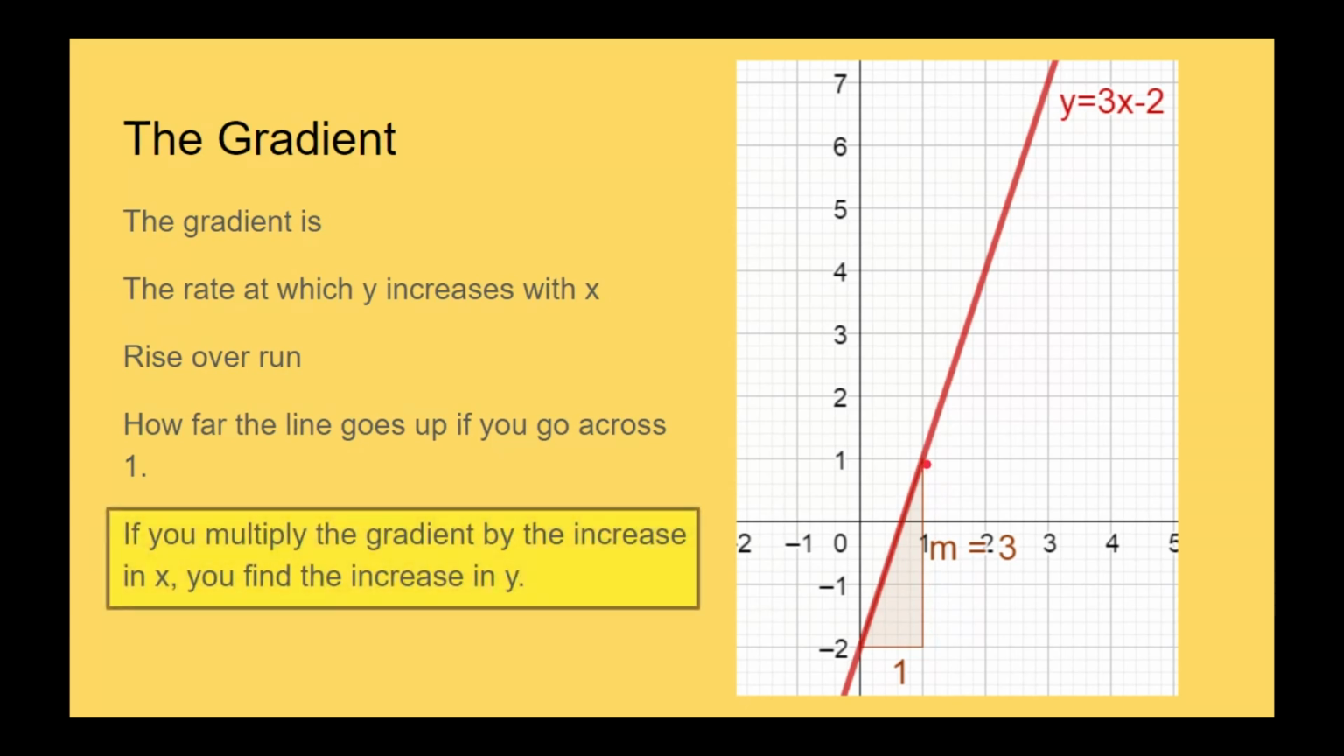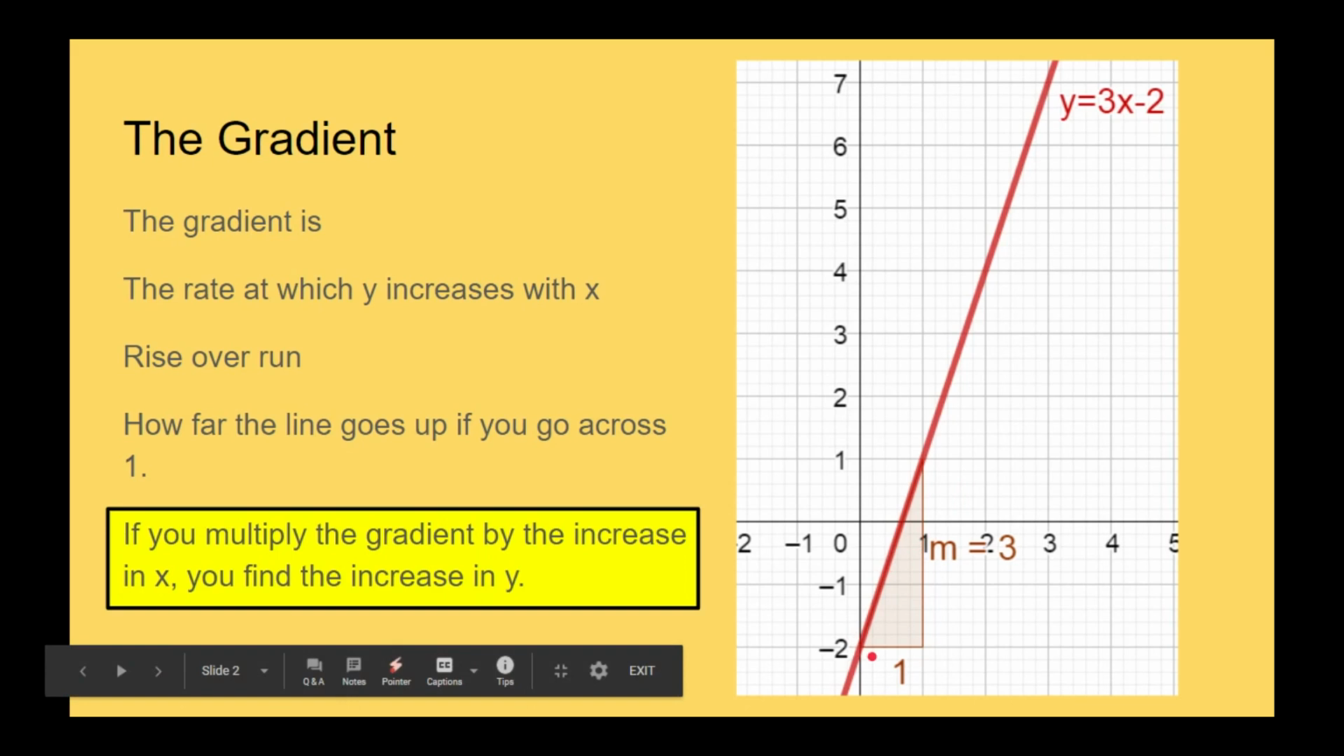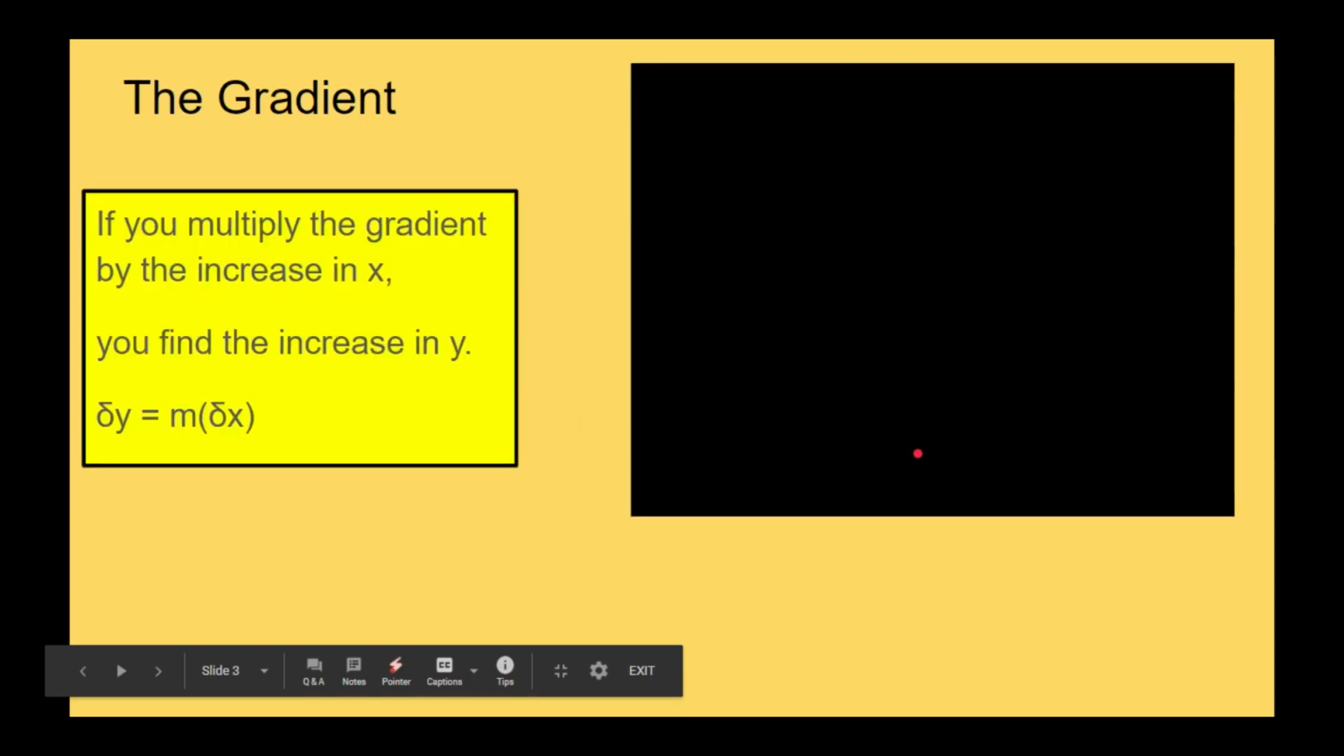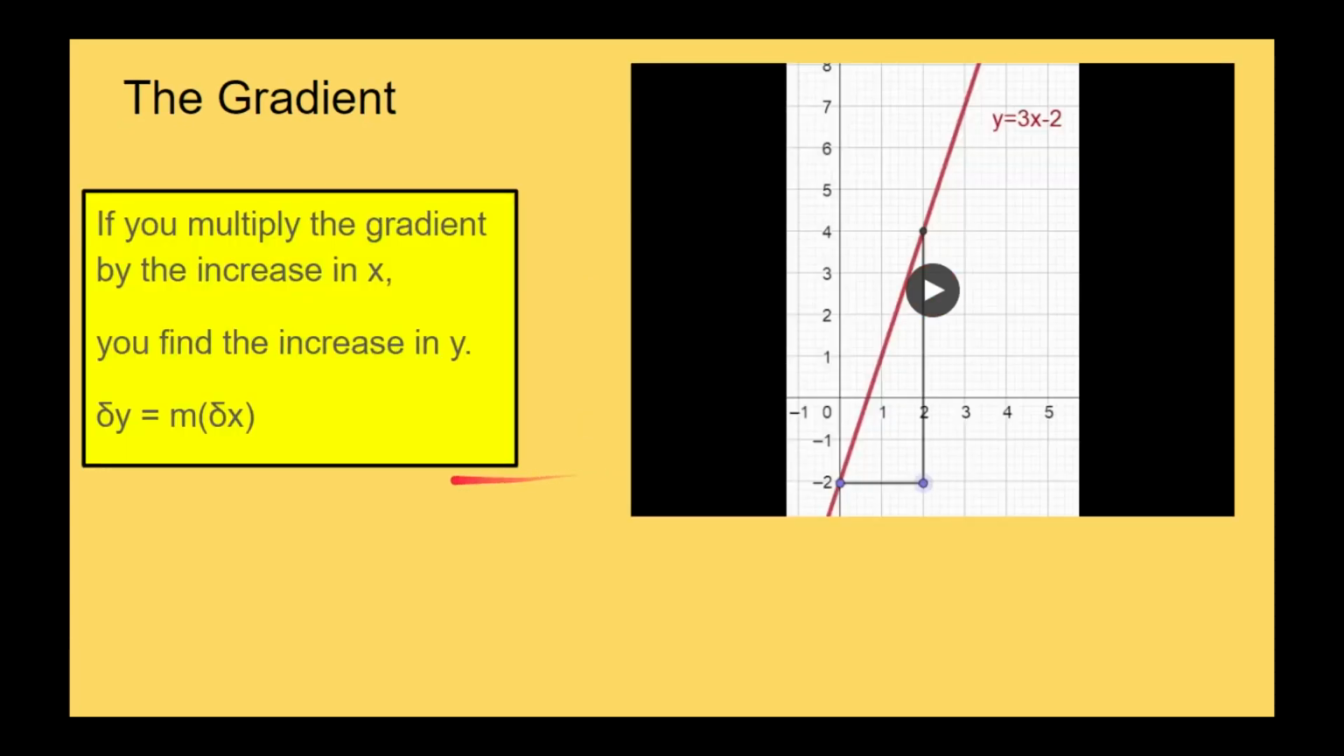However, what I'd like us to have clear in our heads is this. So on our example here, the increase in x, or what I'm going to call the step length, is 1. The gradient, we know, is 3. So 1 times 3 is the increase in y. So here's nearly the same thing again. Underneath, I'll put the change in y, or the vertical change, is equal to the gradient times the horizontal change.